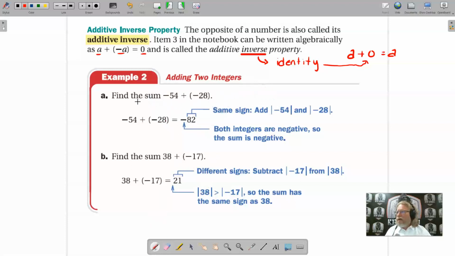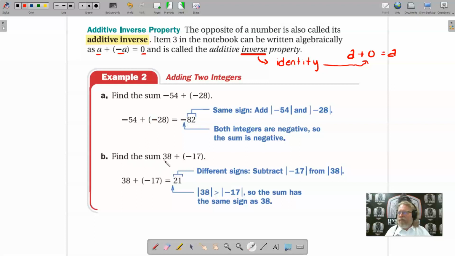Outstanding. So we need to find the sum of negative 54 and positive 28. So in this case, they're both the same sign, correct? So let's just add them together. Their absolute values, 54 plus 28 is 82. They both have the same sign, so we're going to make the answer match that same sign. In this case, it's negative.